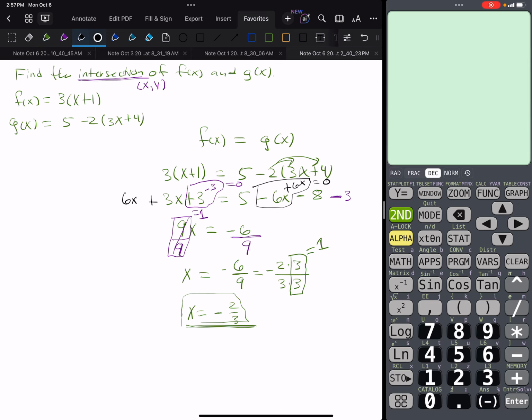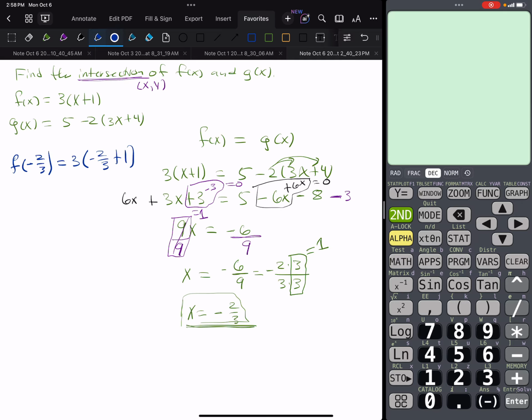Let's try it. So let's choose a different color. If I do f of negative 2/3, that will give me my y value. And so that's going to be 3 times negative 2/3 plus 1. Remember, to evaluate a function, we just replace the dummy variable in the function, that variable that holds the pattern of our function, with whatever value goes in the parentheses next to the f. We call that the argument of the function.